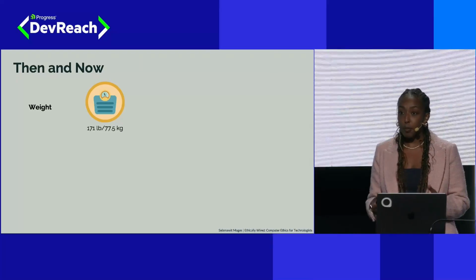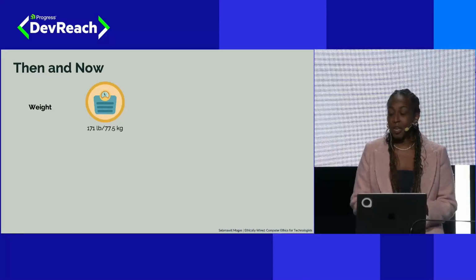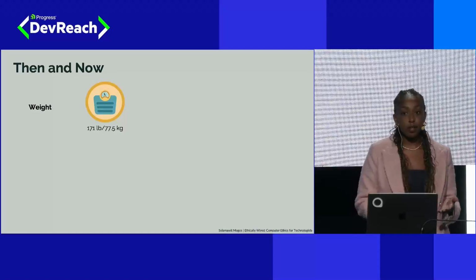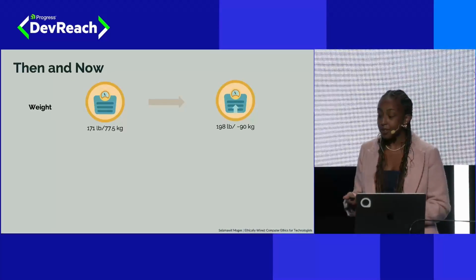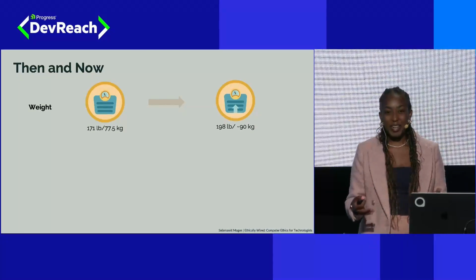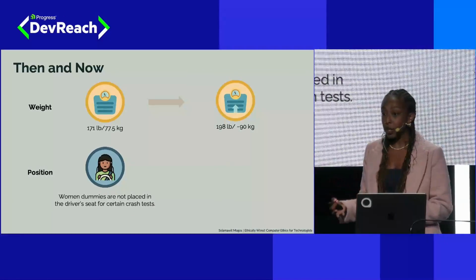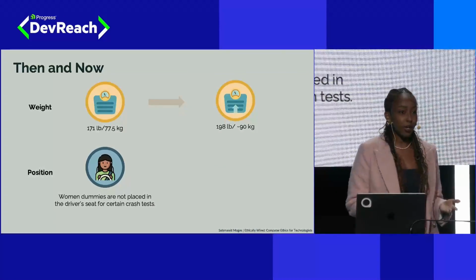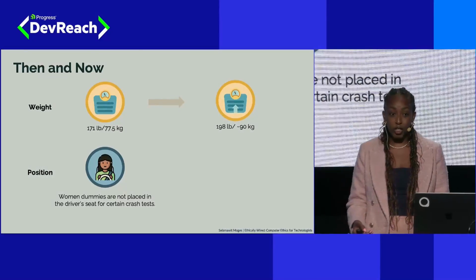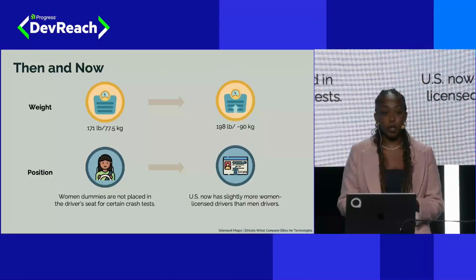The current and most popular crash test dummies were modeled after the 50th percentile of a man in the 1970s. Back then, the average weight of a man was 171 pounds or 77.5 kilograms. But presently, the average weight of a man is around 198 pounds or about 90 kilograms. And when we look at the position of certain people in the crash test, we notice that women dummies, which by the way are just shrunken down adult male dummies, are not placed in the driver's seat for certain crash tests, despite the fact that in the US there are slightly more women drivers than there are men drivers.